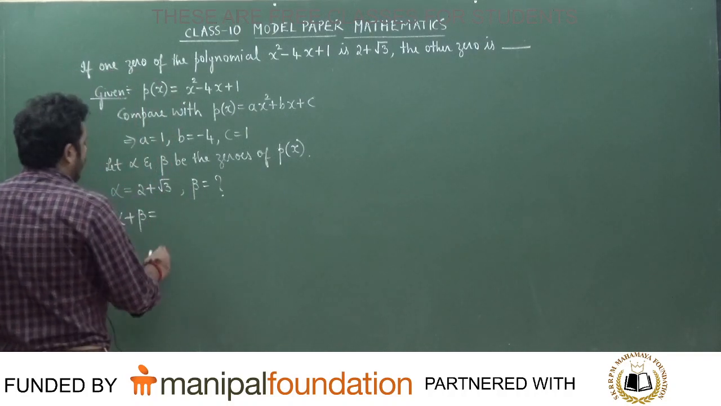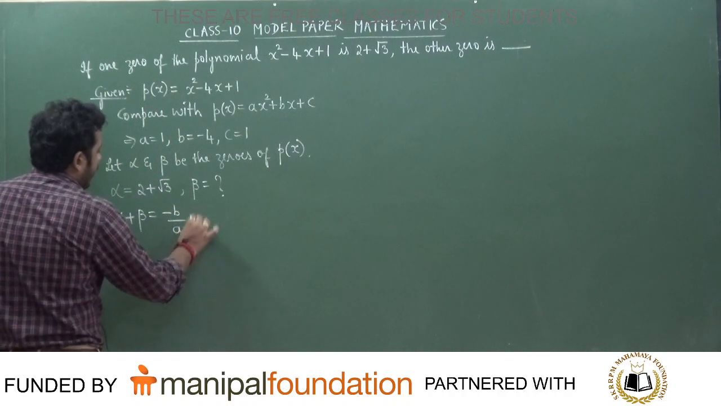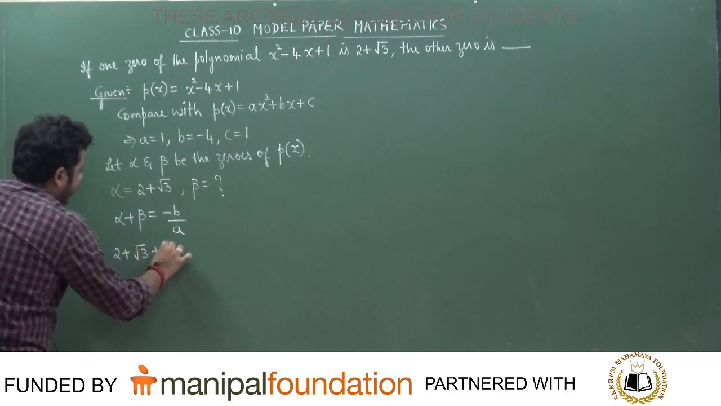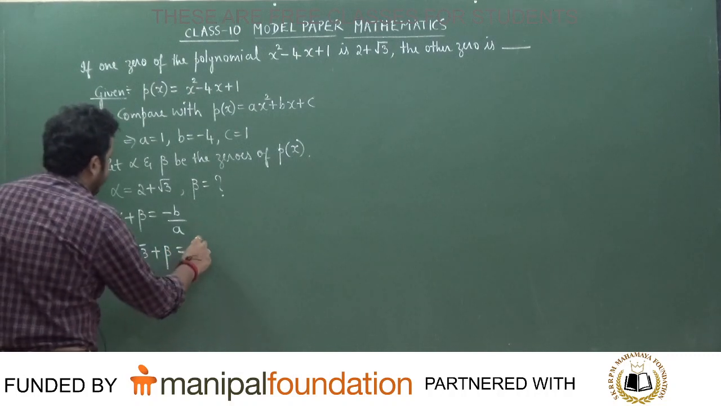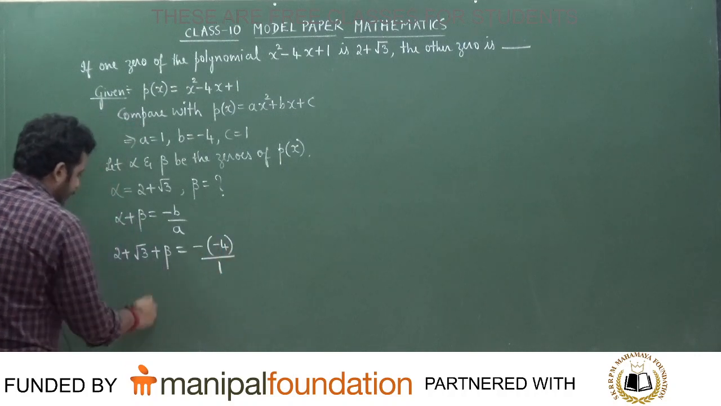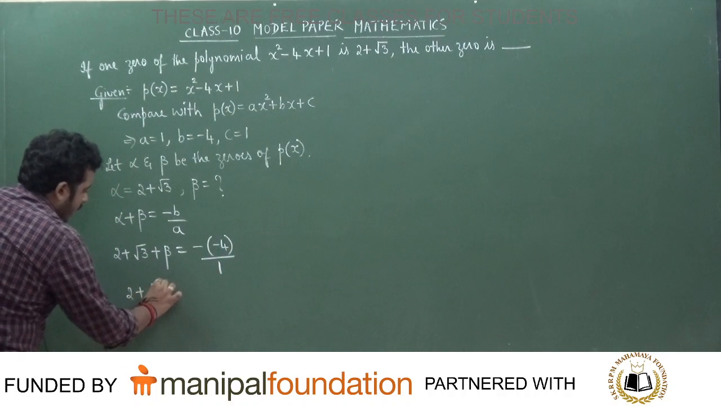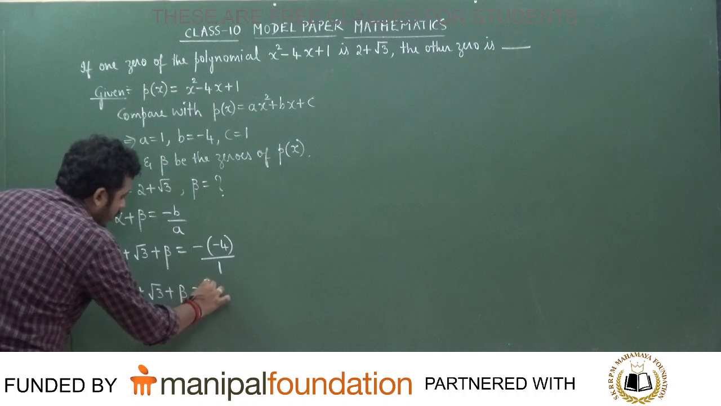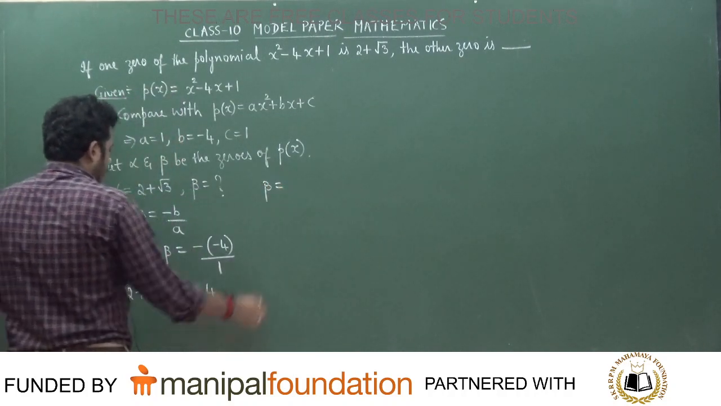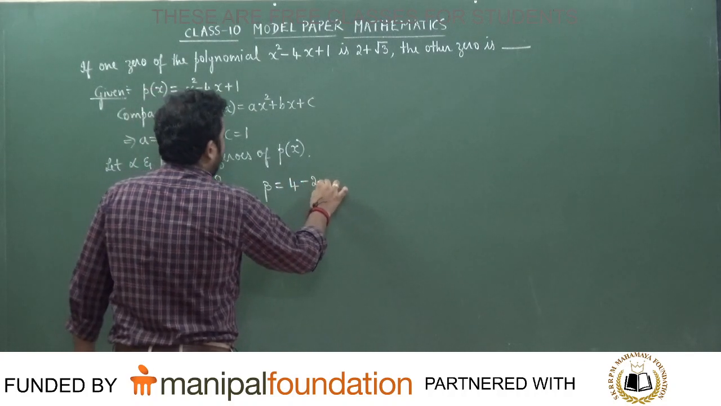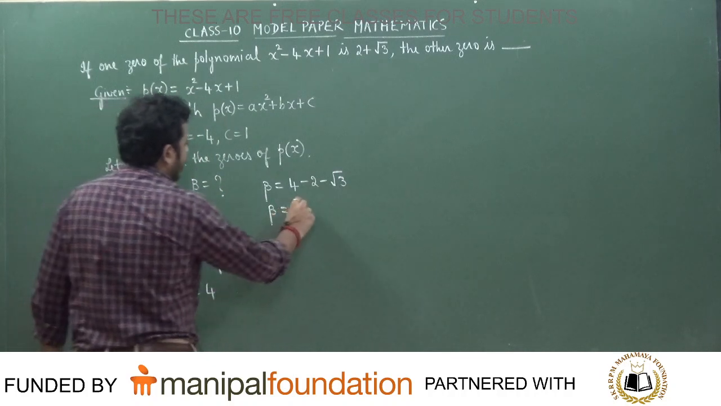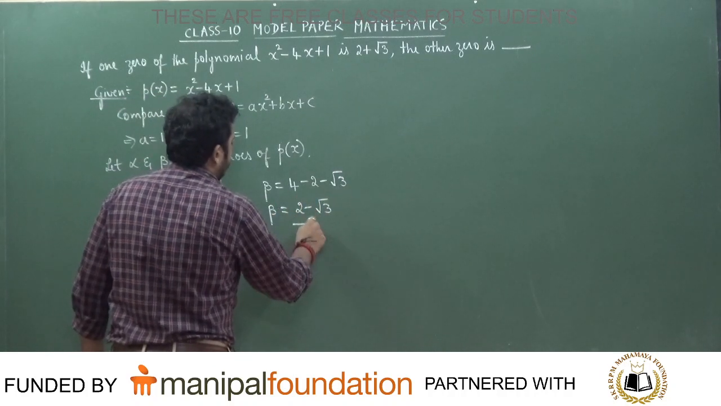Alpha plus beta is equal to minus b divided by a, students. So alpha is nothing but 2 plus root 3 plus beta, that is equal to minus of minus 4 divided by 1. So 2 plus root 3 plus beta, that is equal to how much do we get? 4. So can you tell me what is the value of beta is equal to? 4 minus 2 minus root 3. So what is the answer for beta? 4 minus 2 will be 2 minus root 3.